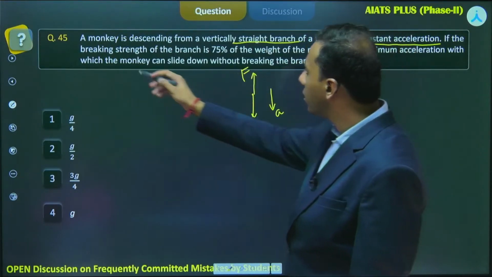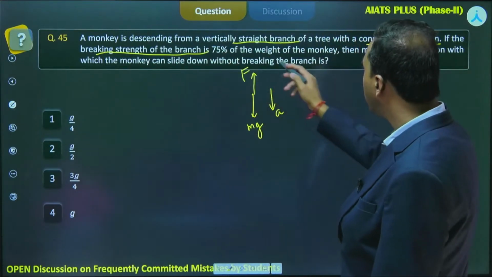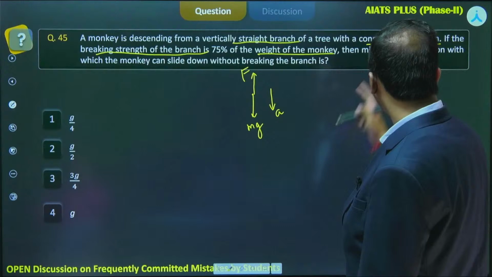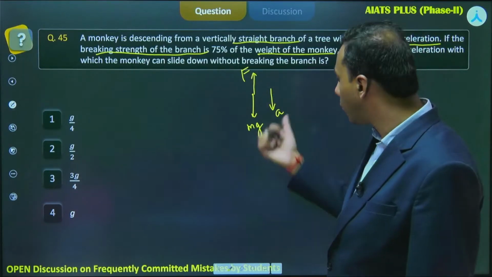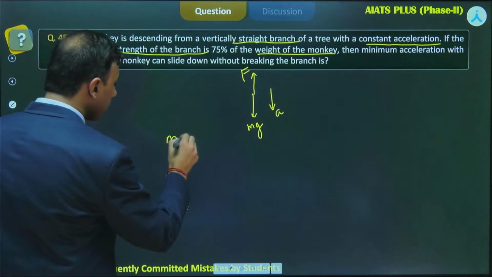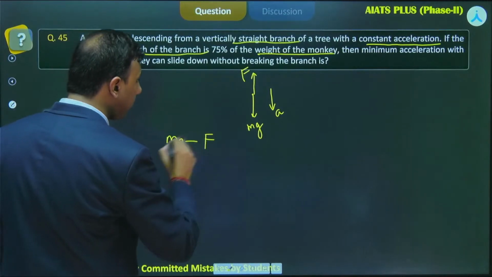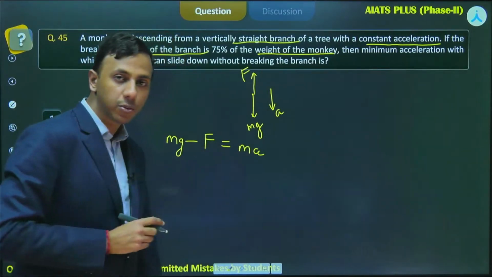And what are they saying? The braking strength of the branch is 75% of the weight of the monkey. They ask for the minimum acceleration with which the monkey can slide down without braking. So what Newton's second law can you write over here? mg minus F equal to ma. This is what you can write.